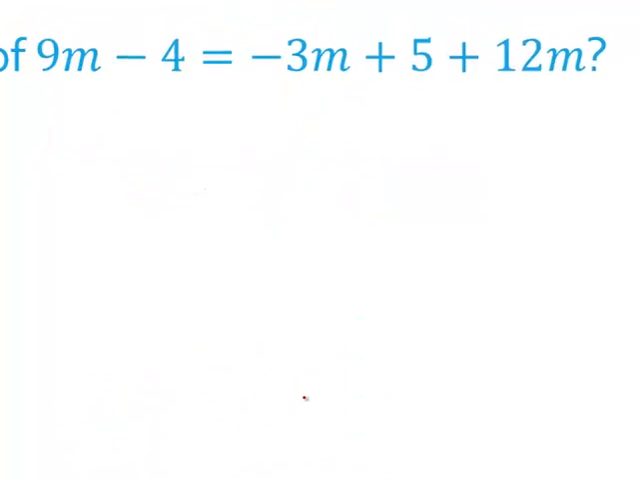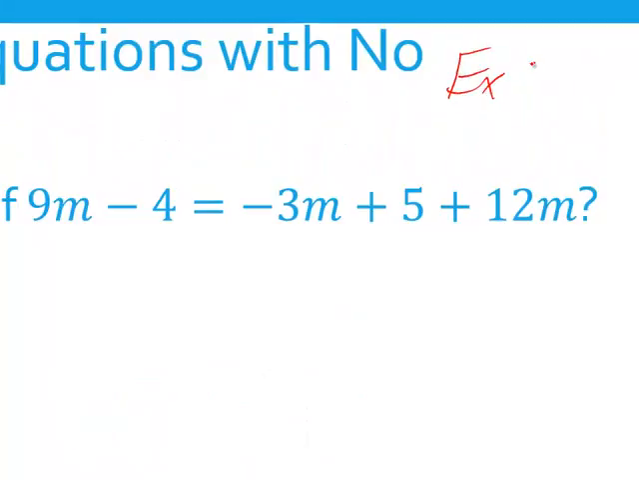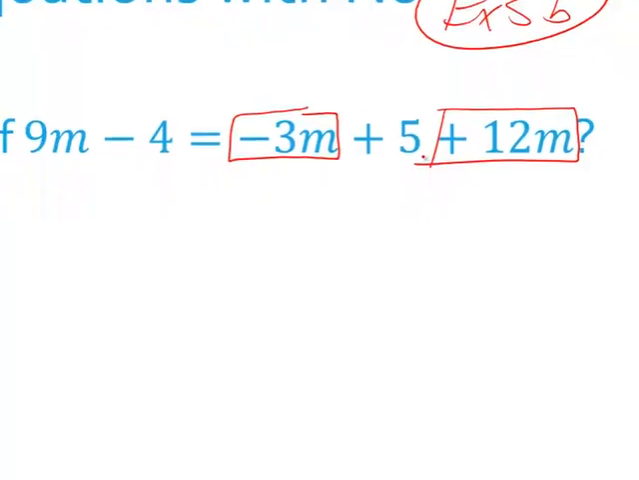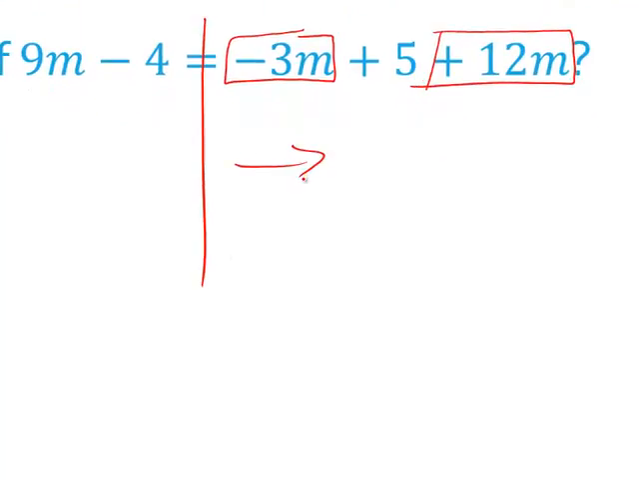All right, and then last example, example 5b. You have 9m minus 4 equals negative 3m plus 5 plus 12m. Don't forget, guys, we did this the first week of school. Remember, if you have the same term on the same side of the equal sign, you don't have to use the inverse operation to combine them. All you do is add them together. So let's do that first. You have negative 3m and then positive 12m. Add them together. So negative 3 plus 12, or 12 minus 3, will be 9m. Bring down the plus 5.